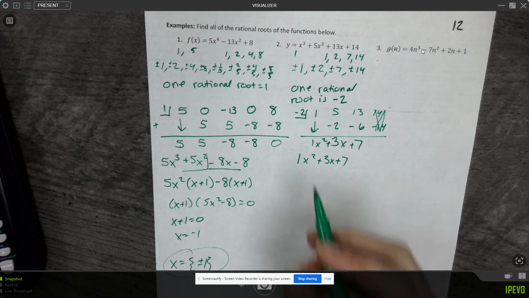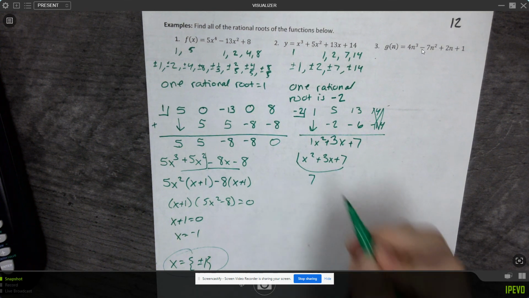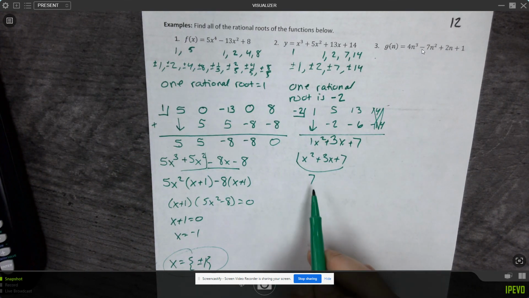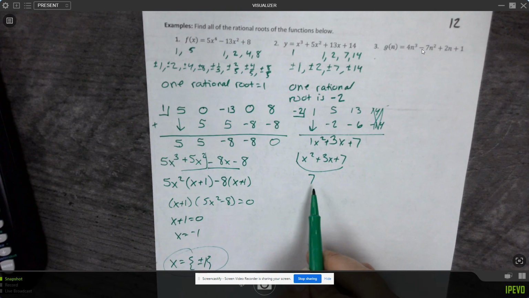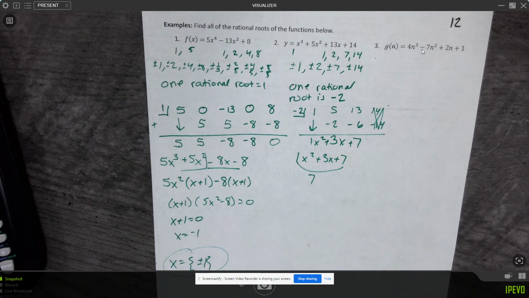So I'm going to factor this. 1 times 7 is 7. I'm looking for two numbers that multiply to be 7 and add to be 3.